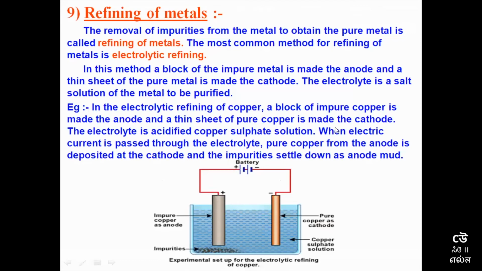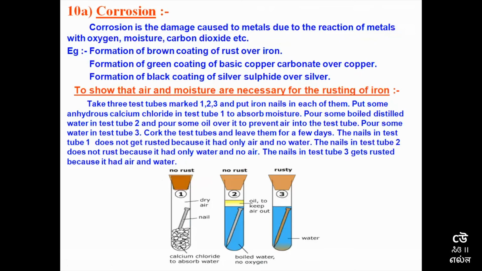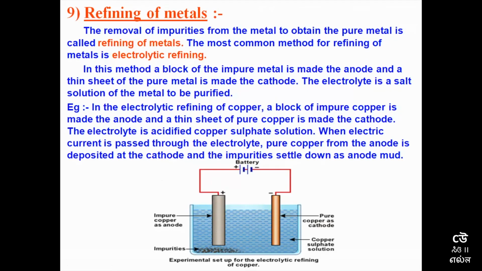Here we have our next topic, which is about electrolytic refining. It's about refining of metal, which is also called electrolytic refining. The first statement here says the removal of impurities. Why is refining mandatory? Refining is mandatory because the removal of impurities from the metal is essential, because that is how we can obtain pure metal. So we will say that the process by which impurities are removed from a metal so that we could get a pure metal is the refining of metal.